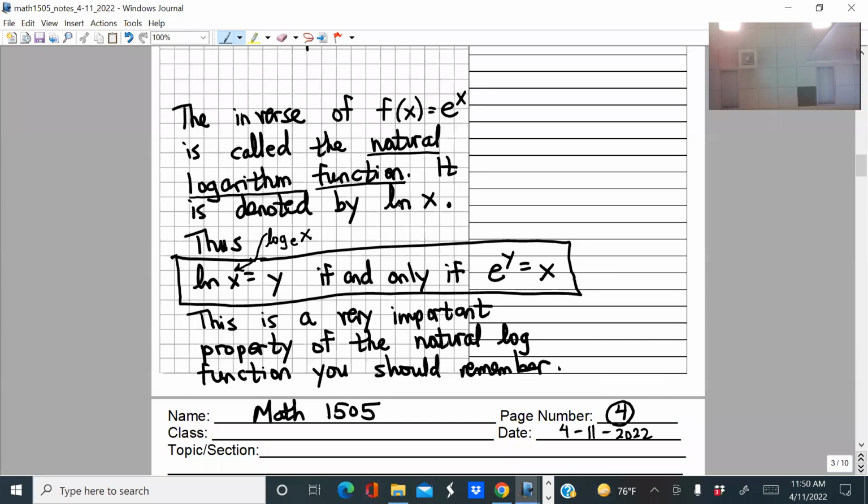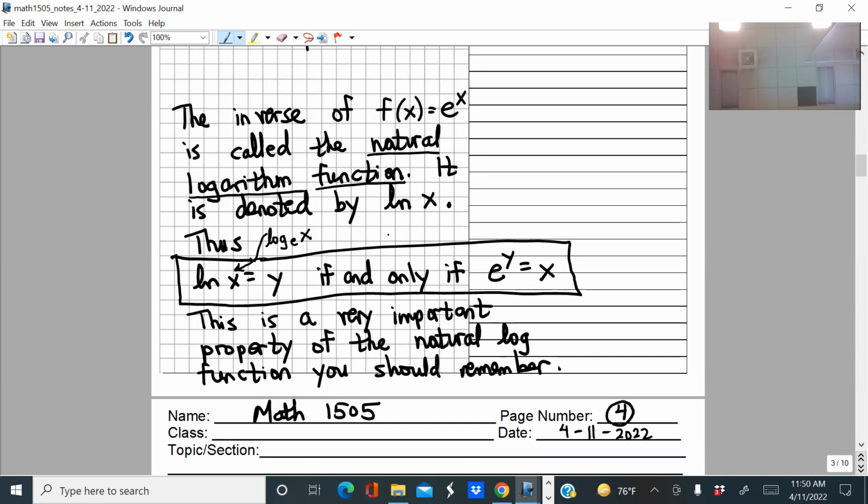This is kind of clumsy to read off a page. If you see ln x, students always want to say "ln." Unfortunately, you have to read that as natural logarithm. I'll know what you mean if you say that, but the proper terminology is natural logarithm function. Now this is an inverse function, right?